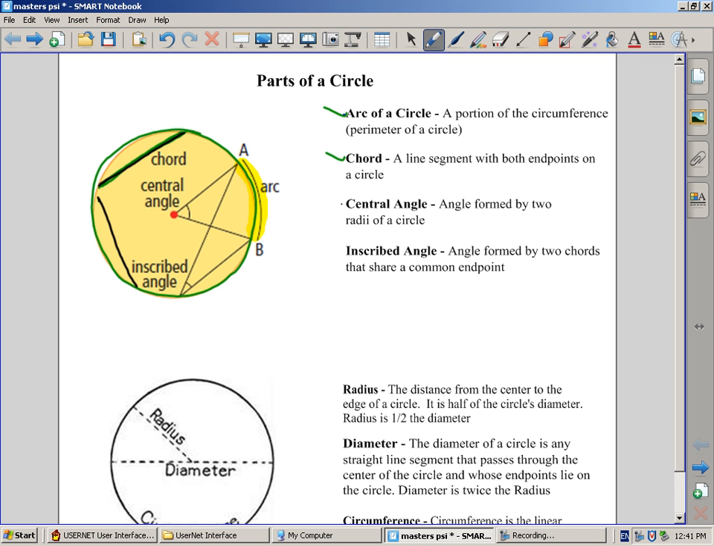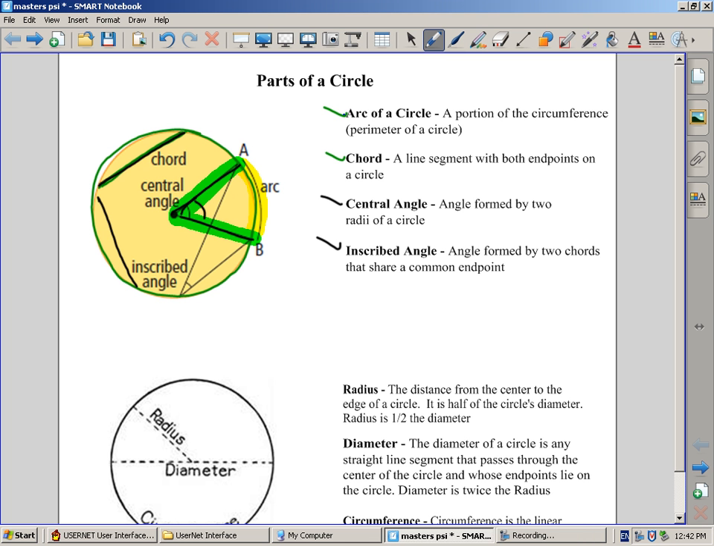A central angle is an angle formed by two radii of a circle. Here is our central angle in this example, and the reason it's our central angle is here is our radius, and there's another radius coming from the center, and it's a central angle because it goes through the center point. An inscribed angle is an angle formed by two chords that share a common endpoint.